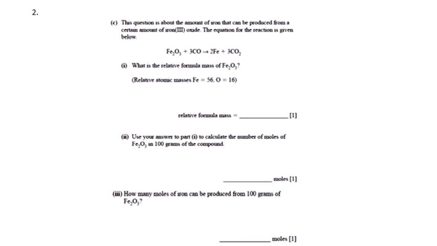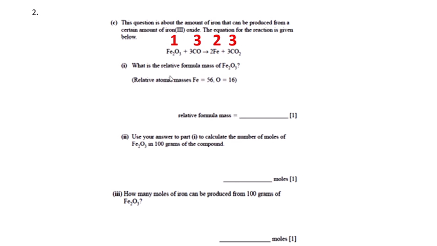So question 2 says, this question is about the amount of iron that can be produced from a certain amount of iron 3 oxide. The equation for the reaction is given below. So Fe2O3 plus 3CO gives us 2Fe plus 3CO2. So first of all, think, what are the ratios? Put them down. Okay, so the ratios, using our balanced equation, 1 of those and 3 of these produce 2 of those, and 3 of those. So there's our ratio, we get that from the equation. So we're going to use that somewhere further down in the calculation.